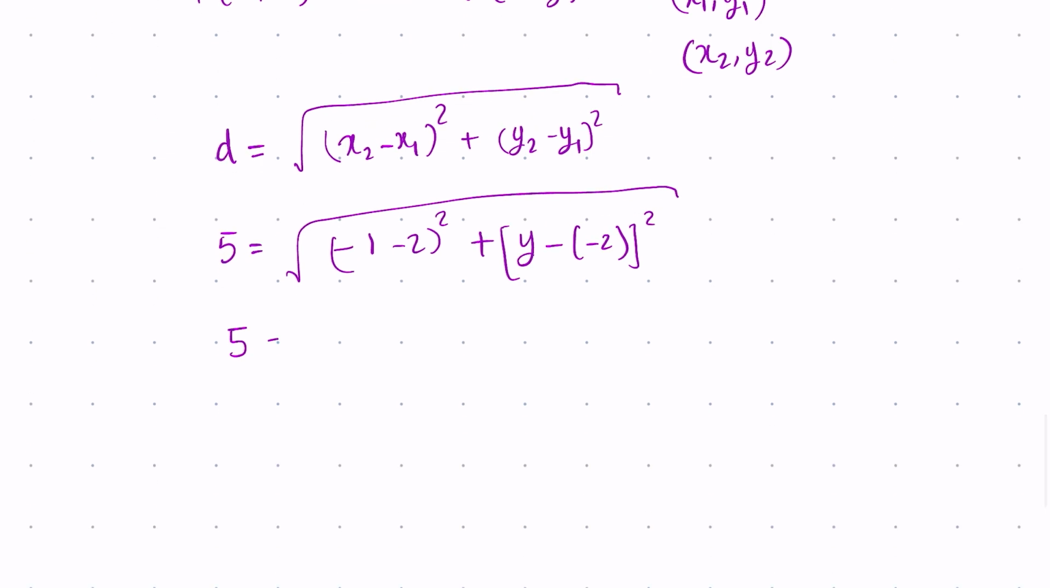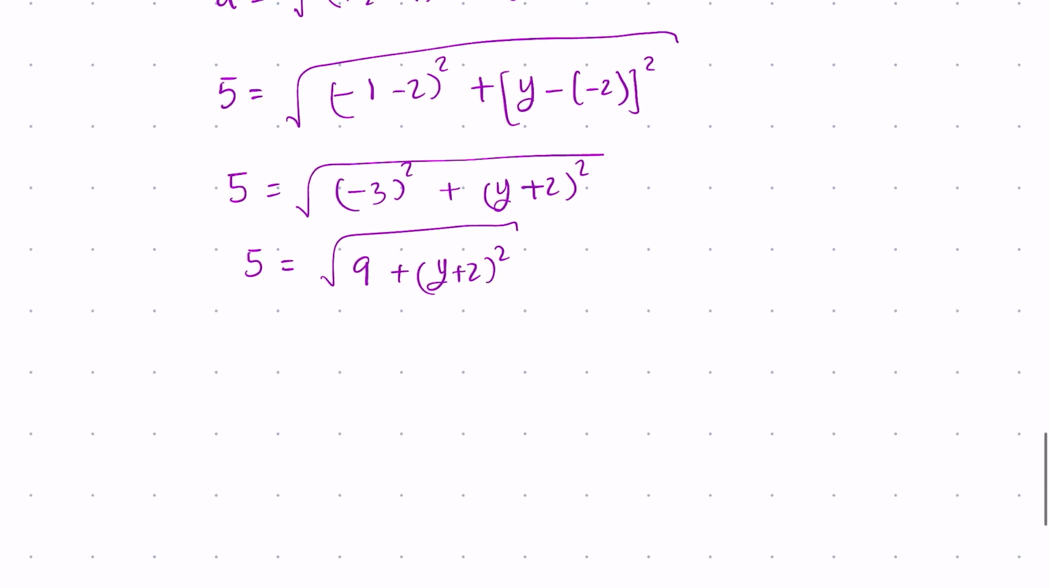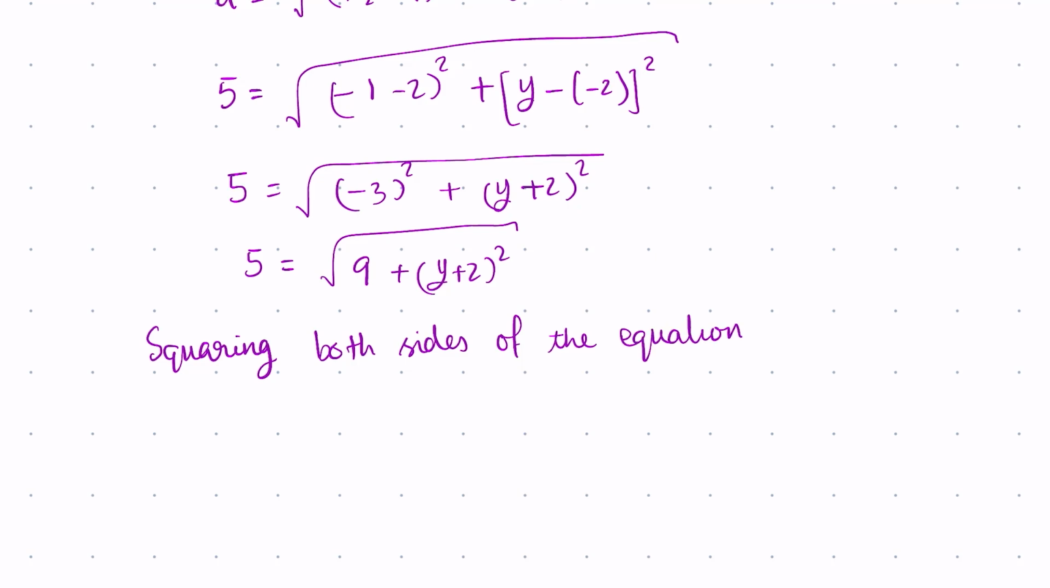So 5 is equal to minus 1 minus 2, which is minus 3 squared, plus y minus 1 times minus 2, which is plus 2, whole squared, square root of that. So 5 is equal to, well, minus 3 squared is 9, plus y plus 2 whole squared, and square root of that. Now we square both sides of the equation. What do we get?